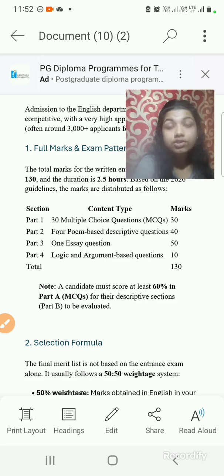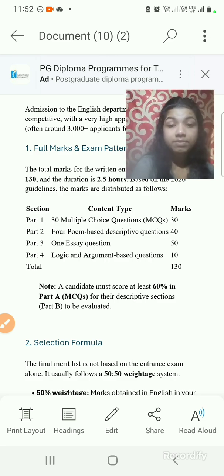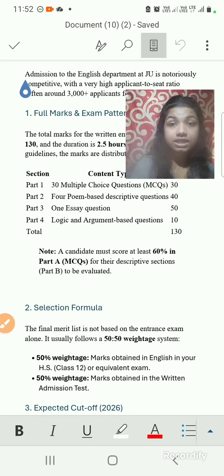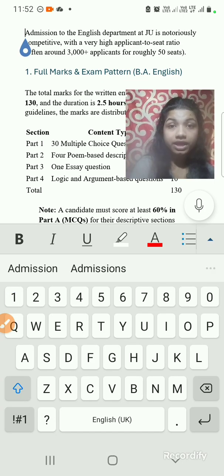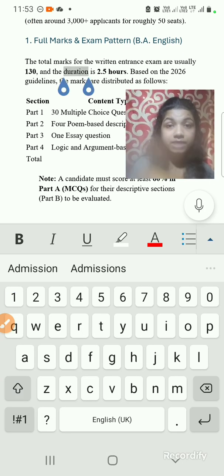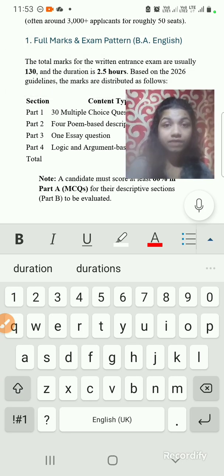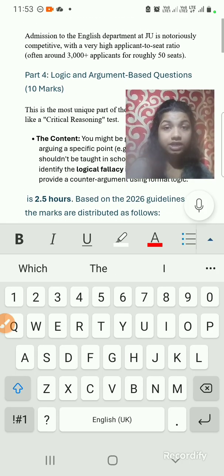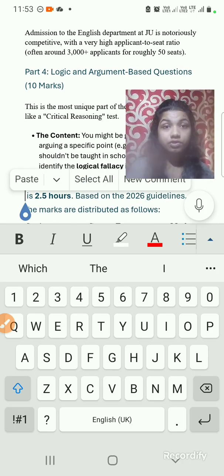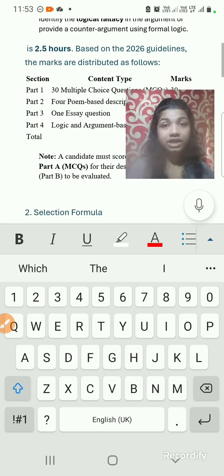So we should know a little bit regarding the pattern, which is very important. I do believe, and you all agree, that without knowing the pattern, how can anybody go for any exam?